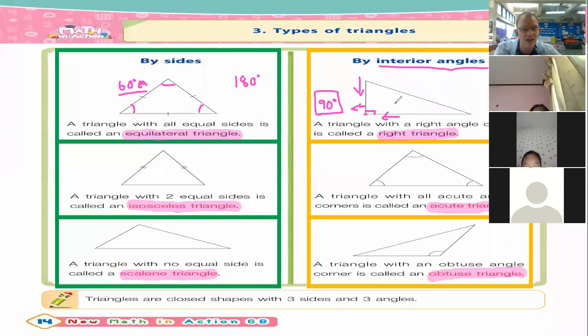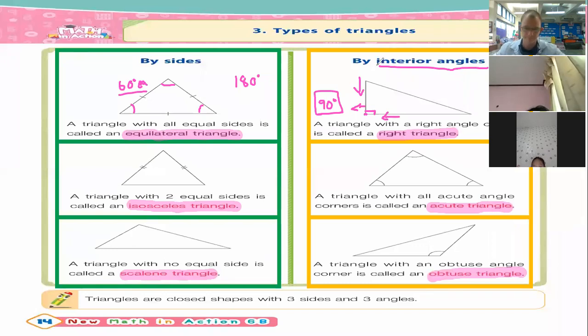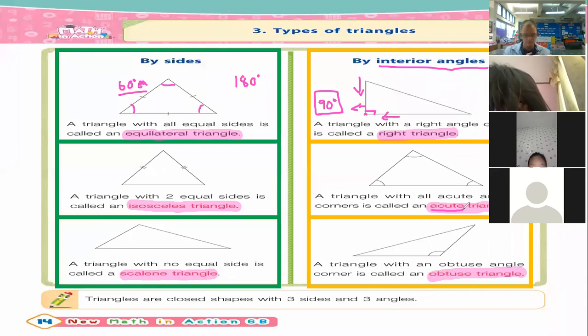The right triangle has a lot of mathematical calculations we'll learn in future years to come. It's a very interesting triangle and you can do a lot with it in mathematics. The next one is an acute triangle. Altogether, acute triangle.